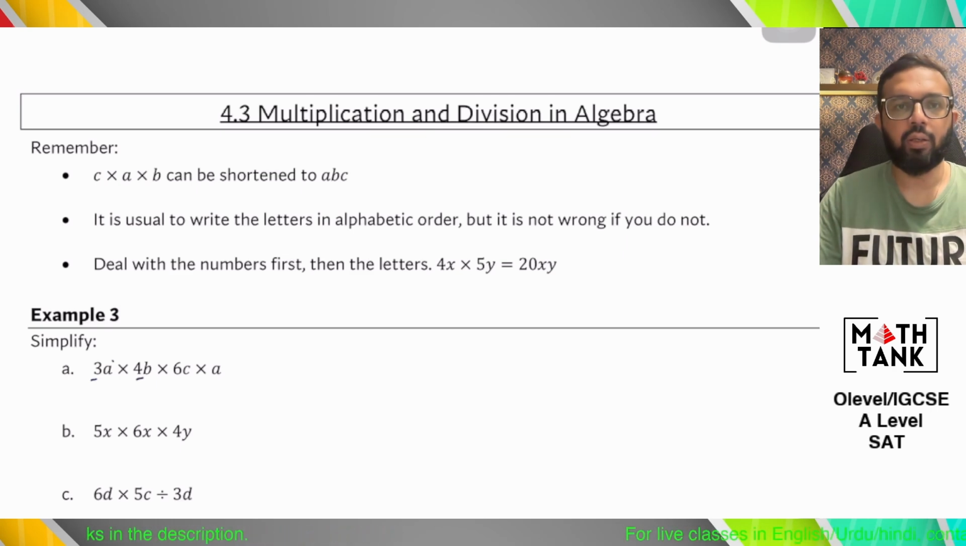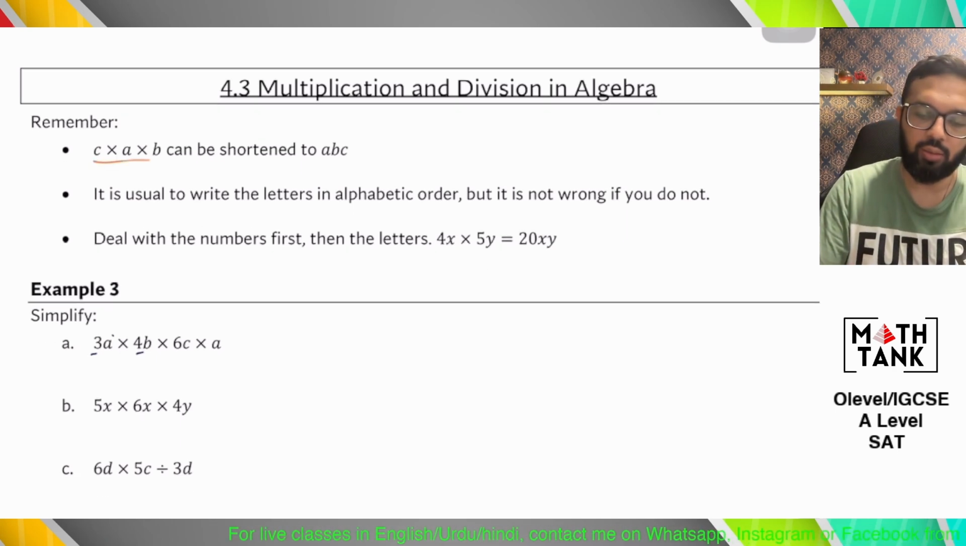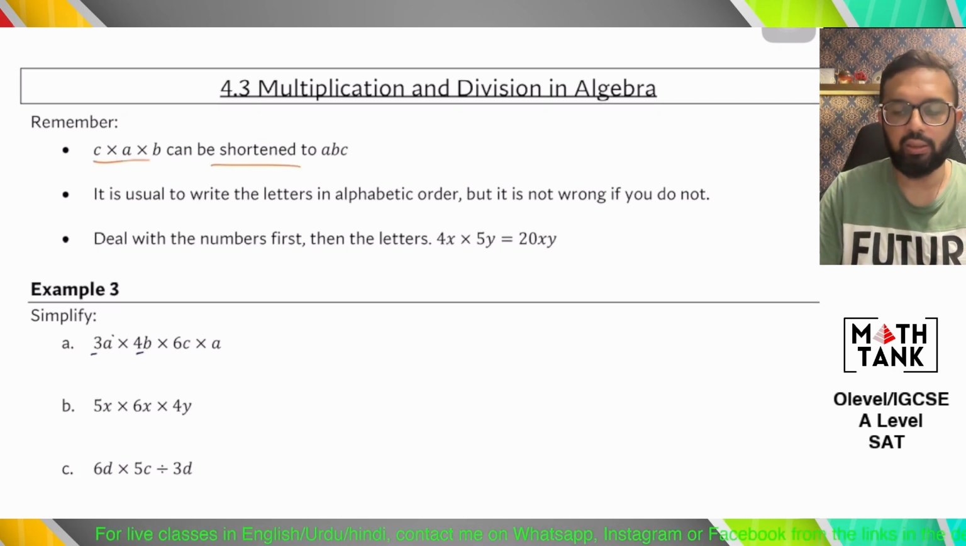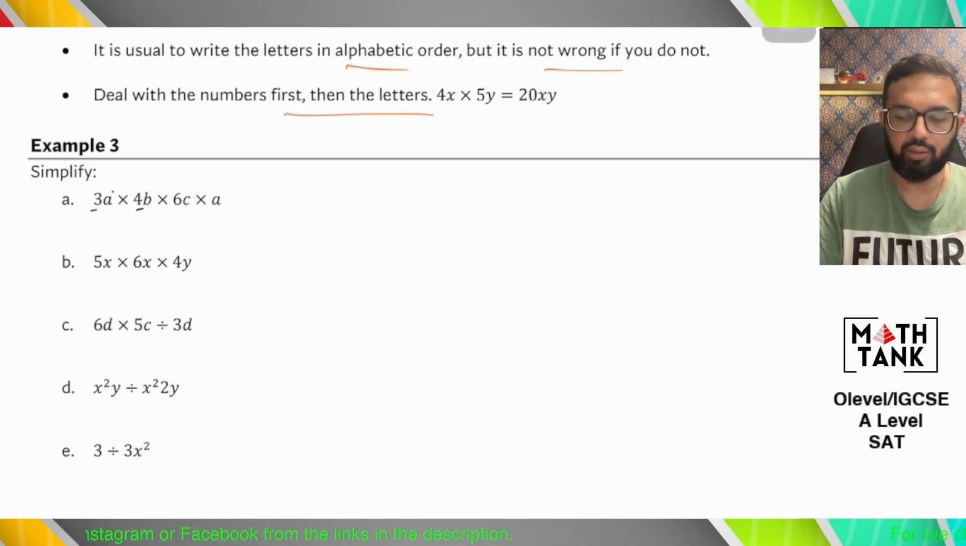The next part of the topic is multiplication and division in algebra. Let's start talking about that. This is C into A into B can be shortened to ABC. It is usual to write the letters in alphabetic order, but it is not wrong if you do not. Deal with the numbers first and then with the letters.